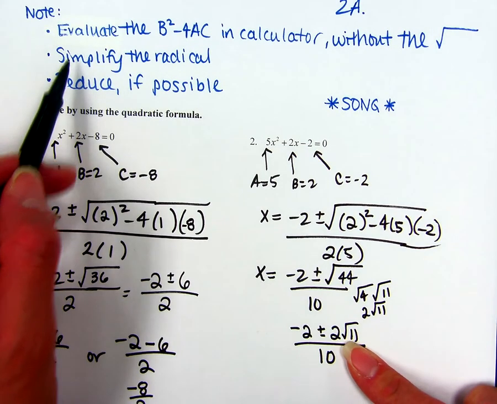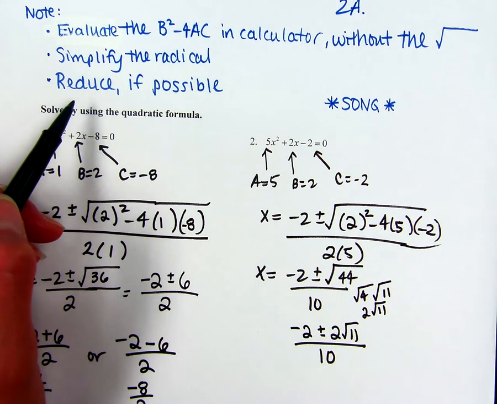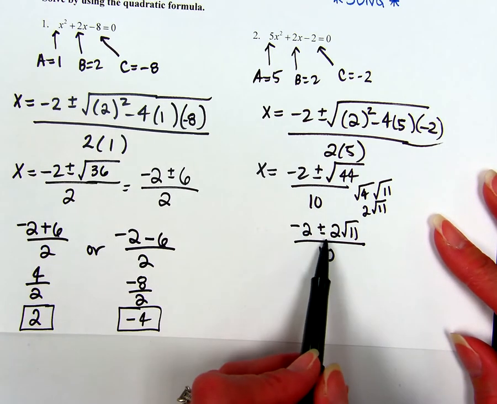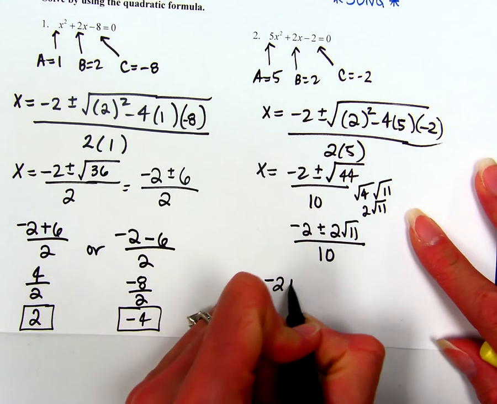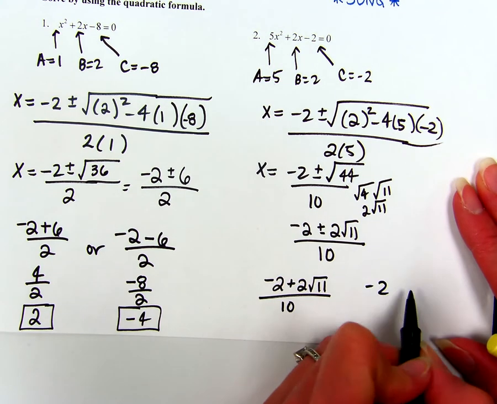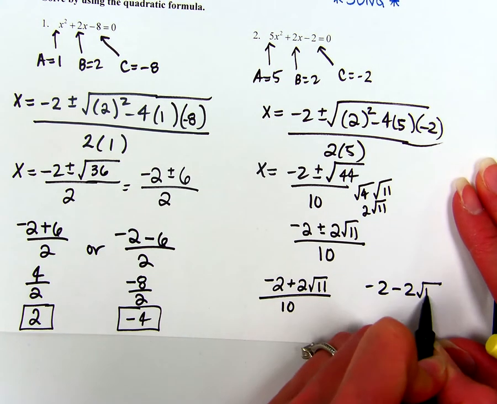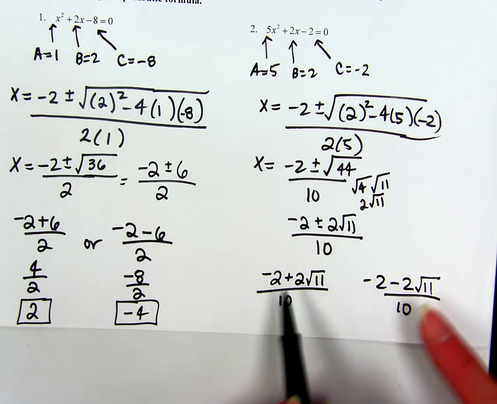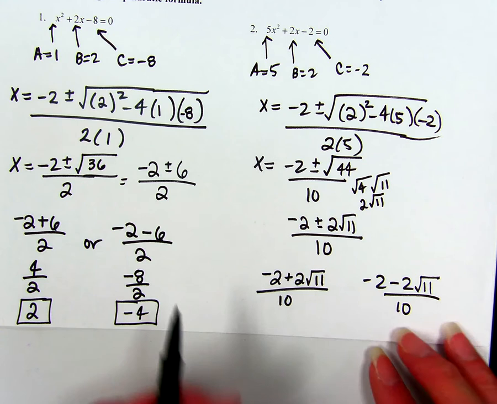And then reduced. Since I can't split this up, I can do negative 2 plus 2 root 11 over 10. We know that means two different things. You don't have to split it up this way. Just so you know, plus or minus means you can have one using the plus, one using the minus, but I actually want to reduce these values.